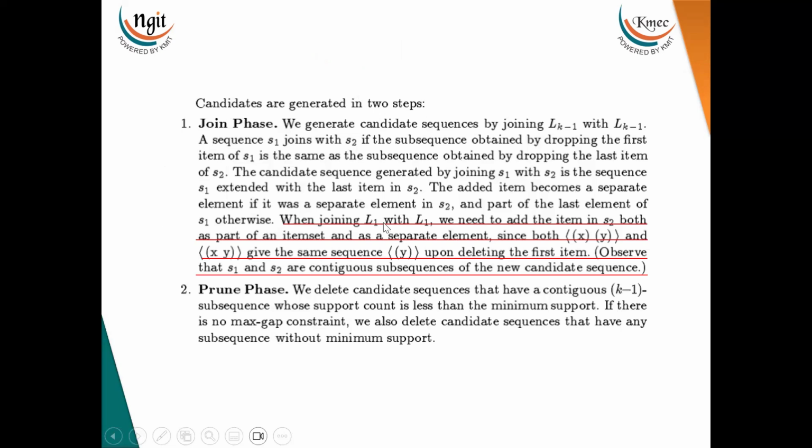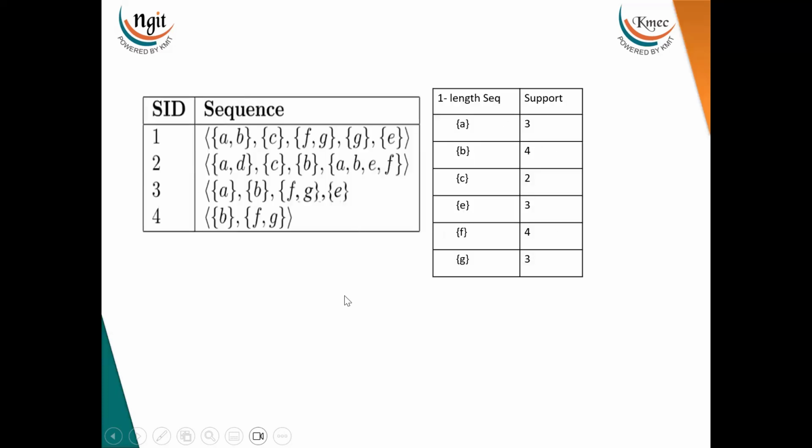And after this, we need to join L1 with L1. To do this, we'll have two cases. If X and Y are the two elements, X will be in one sequence and Y will be in a different sequence. And if they are mentioned within the braces, it means that they'll be in the same sequence. Let us see that. So this is the one-length sequence after eliminating the elements having less than the minimum support.